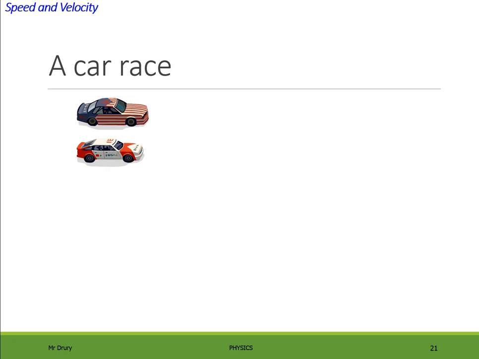All right. We're talking about average speed and average velocity and the differences between the two. We looked at the idea of graphing. Now we're going to look at the idea of why average speed and average velocity sometimes isn't that useful. So here we've got a car race. And here we go. And they're off.